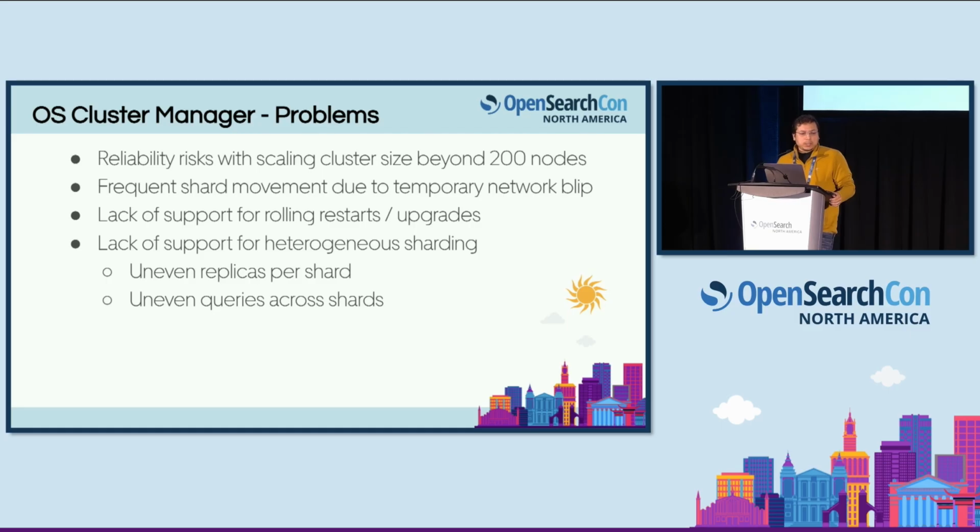We also see a lack of support for heterogeneous sharding. What I mean by that is that uneven replicas per shard are not supported. That matters because we have a lot of uneven queries across shards because of the location-specific searches that we do. So we want one query to go to one shard or n shards only, rather than scatter-gathering across all shards at the same time.